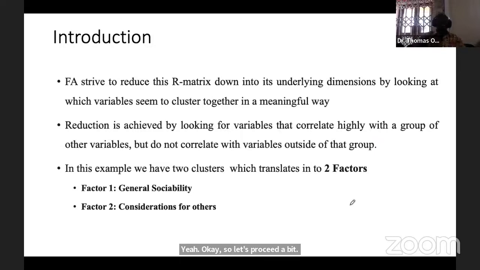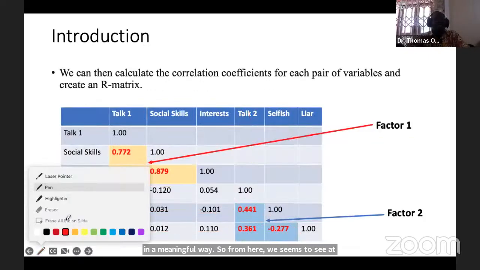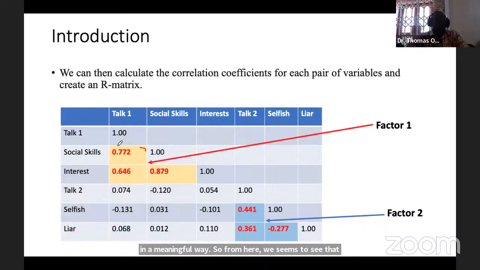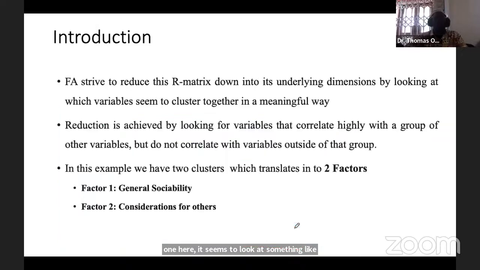Okay, so factor analysis strives to reduce the error matrix down into its underlying dimension by looking at which variables seem to cluster together in a meaningful way. So from here, we seem to see that these variables, these clusters here, cluster together, and they seem to indicate aspects of somebody really being very social. And this one here seems to look at something like antisocial or something related, not caring about other people or consideration about other people. Okay, so we can see that we have 2 clusters.